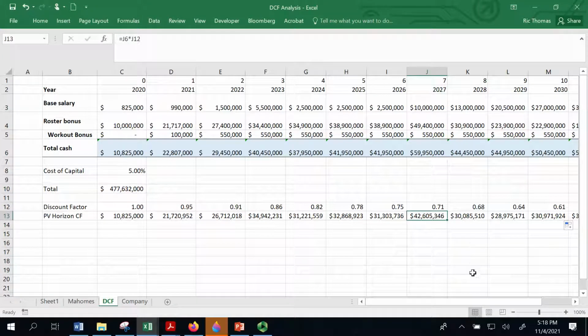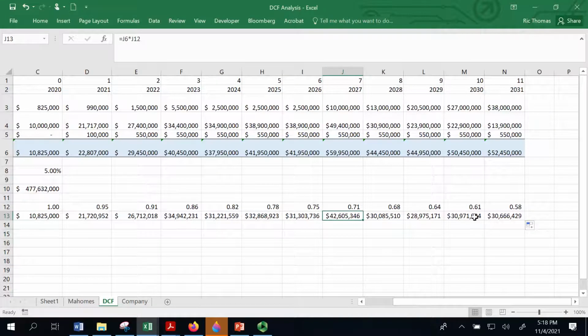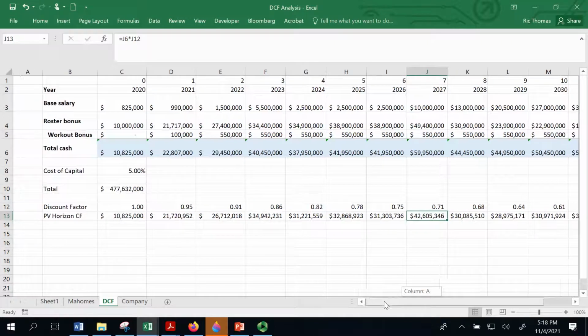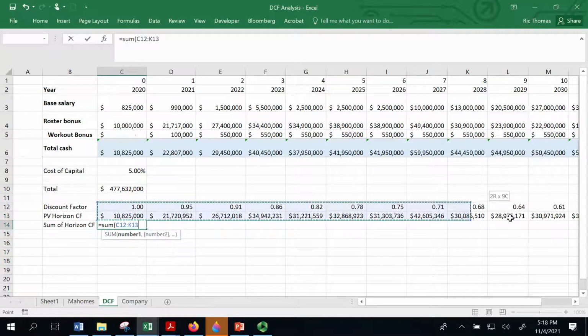Okay. So he's still happy, but he's probably not going to be as happy now when he adds up all this stuff. It's not going to quite equal this number here. But let's see what it does equal. Let's do the sum of horizon cash flow. Sum of the horizon cash flow. These are finance terms. We talk about the horizon cash flow when we're doing DCF analysis. So let's just go sum of all of this stuff.